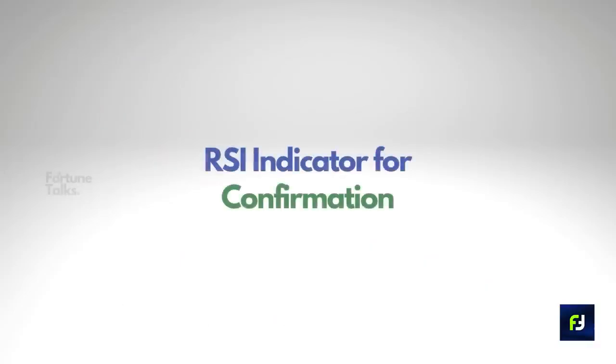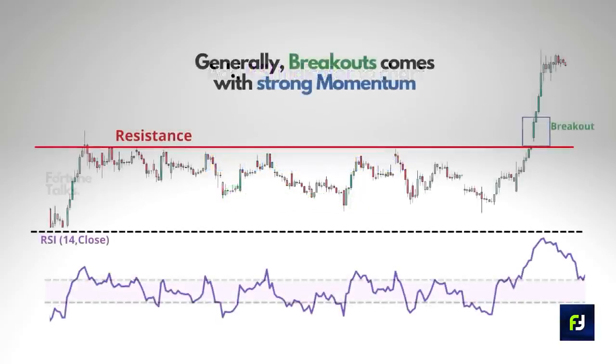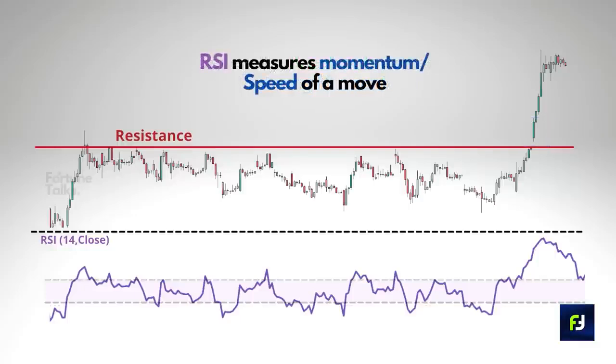Now we will look at a faster way to get a breakout confirmation using an indicator, which will give us an immediate yes or no confirmation as to whether we can rely on this breakout or not. So we have to add the RSI indicator or the relative strength index indicator in our chart. When we are looking for a breakout, we are expecting the breakout to come with a degree of momentum, and we will use the RSI indicator to find that momentum. So basically RSI is a momentum indicator and it measures the speed of a move. So if the speed is increasing, the momentum will be building or increasing.